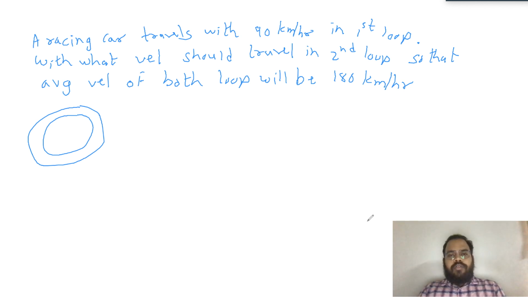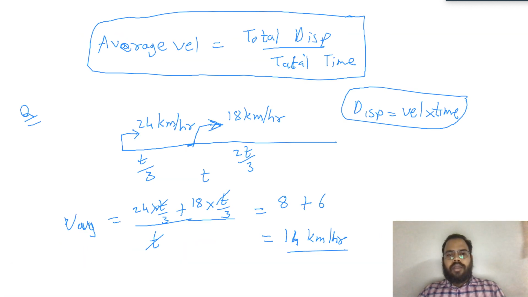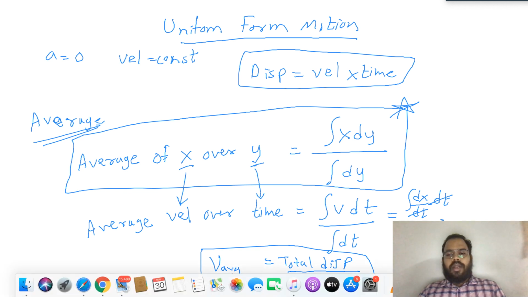So in your uniform motion part, these are the only variations that they can ask you. They will ask you direct sums, or they can ask you sums in average forms, like find average velocity, average speed, and these types of sums. So do remember how to take average, the formula for average, and how we have solved this. This was your formula for average: average of x over y is integral x dy upon integral dy.